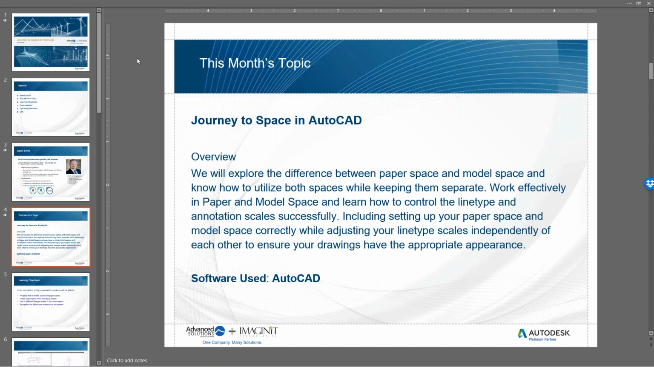Today's webinar session, again, is called Journey to Space in AutoCAD. In this session, we will be reviewing and exploring the differences between paper space and model space in AutoCAD and know how to utilize those spaces while keeping them separate and informative, working effectively in the paper space and model space areas, learning how to control different elements such as line weights and annotation scales, and being successful in that process, including setting up paper space and model space correctly and adjusting line type scales independently of each of those areas to ensure that the drawing will appropriately appear and print correctly. And of course, we'll be using AutoCAD for today's software.